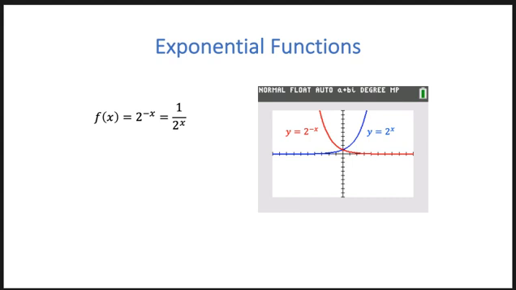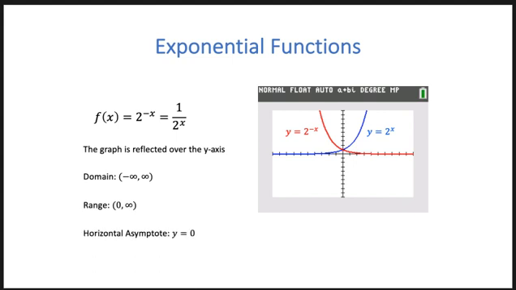And that makes sense. This all is exactly the same thing that we learned a couple chapters ago when we learned about transformation. See how this is all coming together? So this graph was reflected over the y-axis. What's the domain? All reals. What's the range? 0 to infinity. And what's that horizontal asymptote? Well, it's y equals 0.